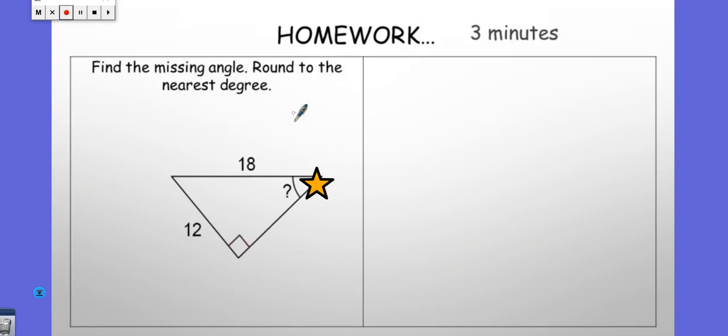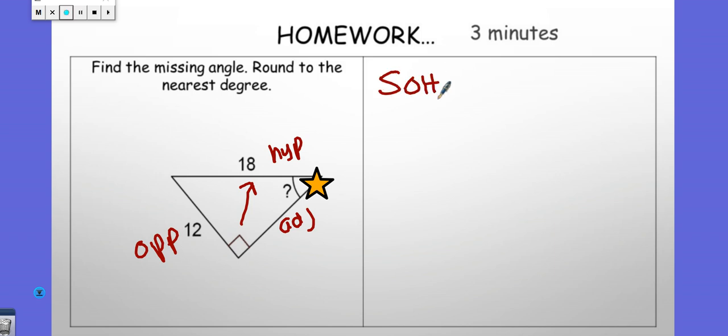Okay, so it says find the angle and round to the nearest degree. Well, I have a star here on the angle. The side that's across from the right angle is the hypotenuse. The side next to it is the adjacent side, and the side across from it is the opposite side. So I'm going to do SOH CAH TOA.